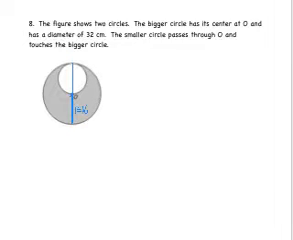Okay, the smaller circle passes through O. That's important, because that tells me its diameter, if it goes through O and goes to the center, is this whole length, which is 16. Because a radius is the distance from the center to the edge, no matter where I go. So from the center to the edge here gives me 16. So that's going to make the radius of the smaller circle 8. Okay?